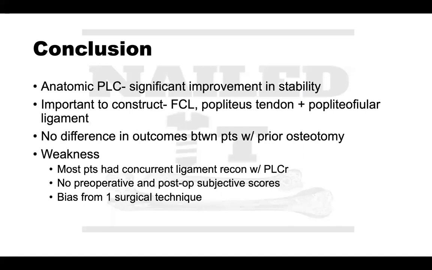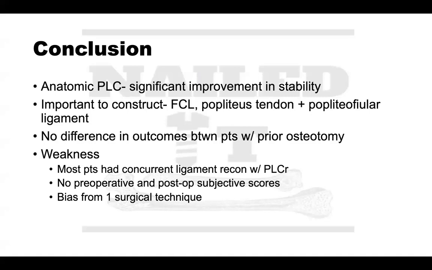So in conclusion, the anatomic posterolateral corner reconstruction shows significant improvement in knee stability in varus and external rotation stresses. It is important to reconstruct the LCL, the popliteus tendon, as well as the popliteal fibular ligament. There was no difference in outcomes with patients that had a primary posterolateral corner reconstruction compared to those that had a prior osteotomy due to malalignment.